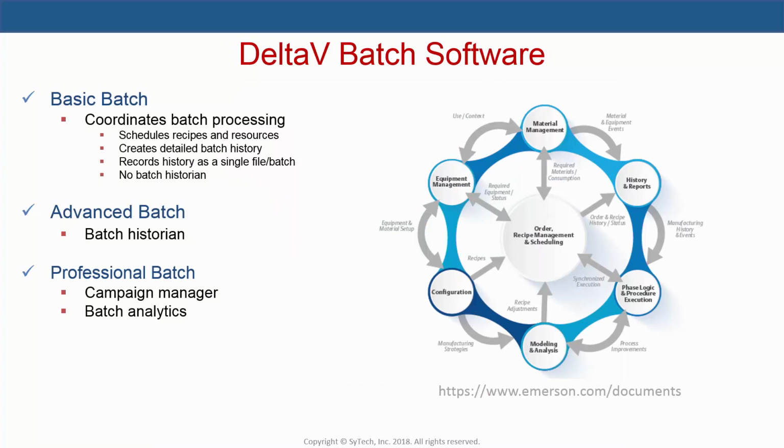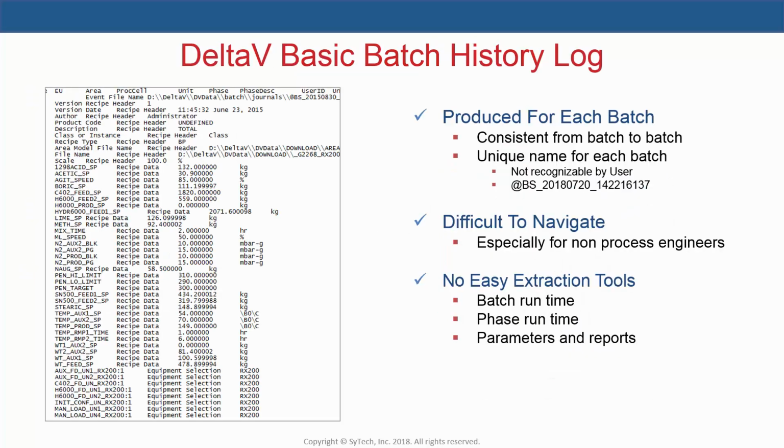DeltaV batch software is organized into three tiers: Basic, Advanced, and Professional. All three create detailed logs of the batch history. The Advanced and Professional software log this history to databases for which there are a wealth of analytical and reporting solutions. However, Basic Batch logs data to unique historical files for each batch executed in the process.